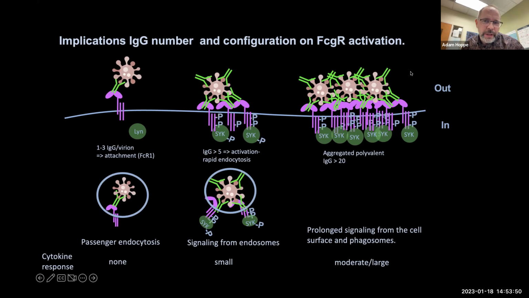If we start to aggregate IgG into larger patches and cluster more and more Fc receptors, we'll call that polyvalent aggregation, with IgG in excess of 20 or so. This will lead to prolonged signaling at the cell surface, as well as signaling from larger compartments, i.e. phagosomes. And this is where the cytokine response starts to become much larger.